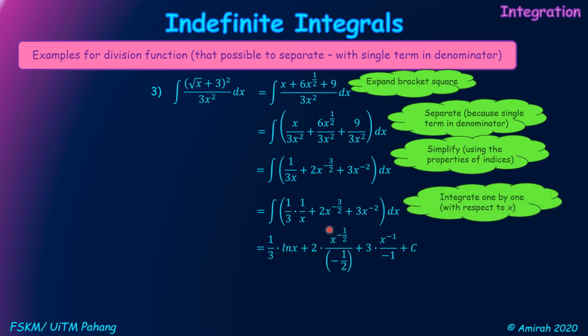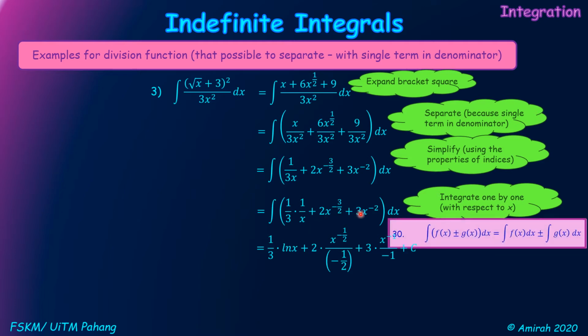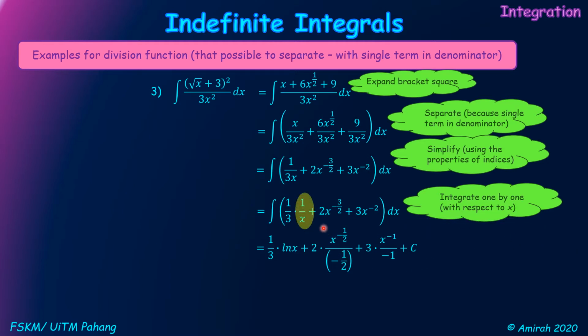dx. So from here, we can integrate one by one with respect to x, because in between is plus. If in between is a plus or minus sign, we can integrate one by one using the sum and difference rule. So to integrate this function, we still have the constant 1 over 3 here.